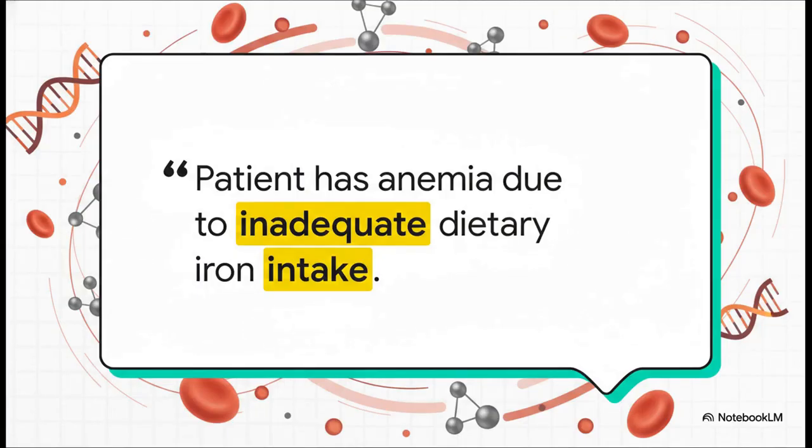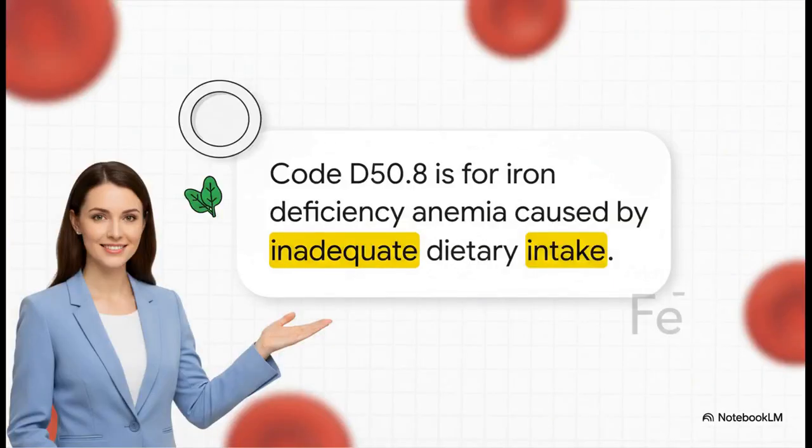Okay, time for a few rapid-fire practice runs. Let's see how you do. First up, the chart says, patient has anemia due to inadequate dietary iron intake. What code are you picking? The correct answer here is D50.8, which is for other iron deficiency anemias.